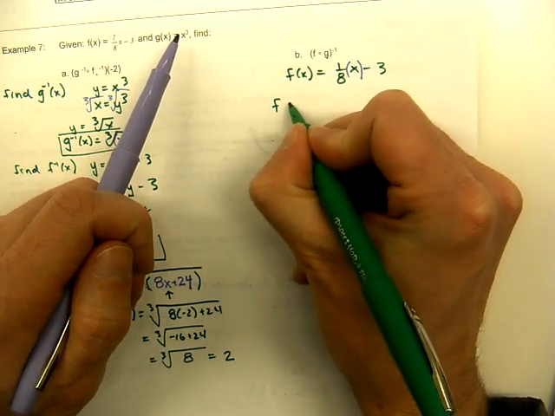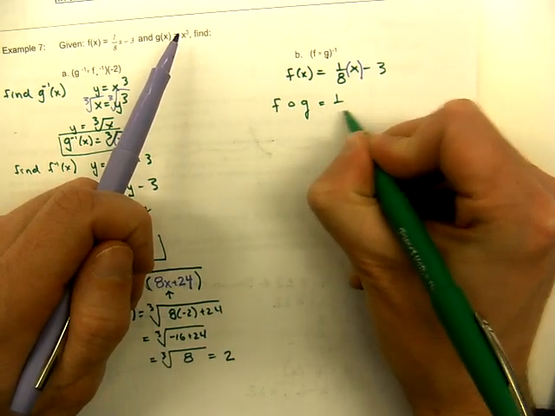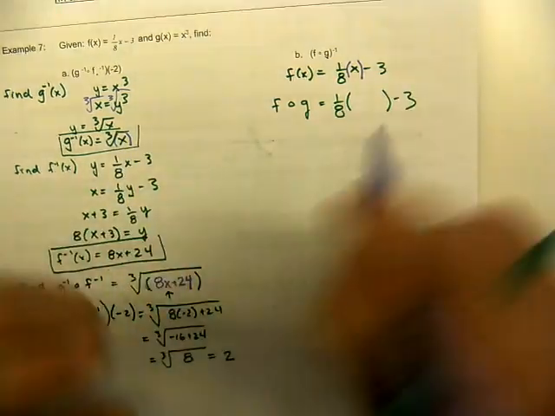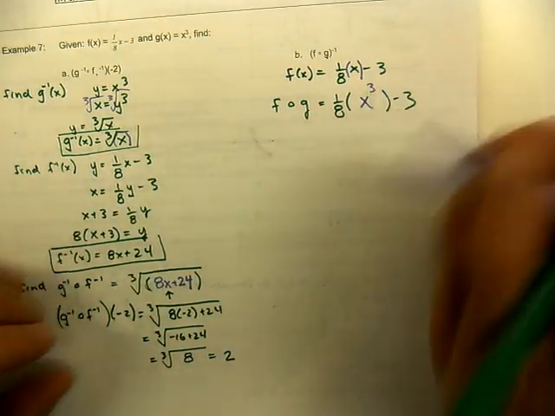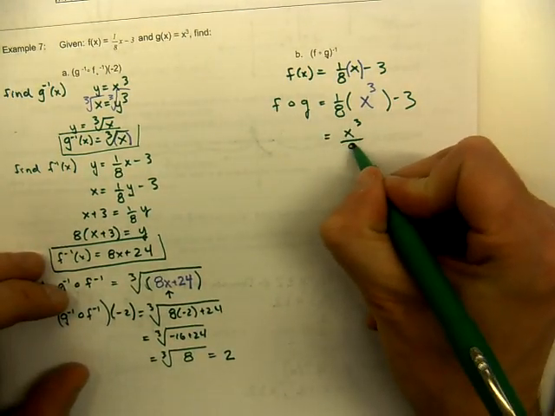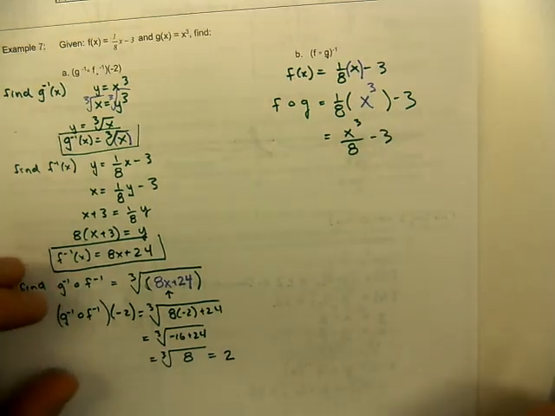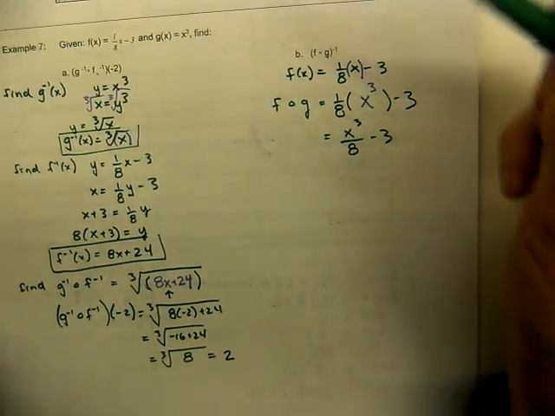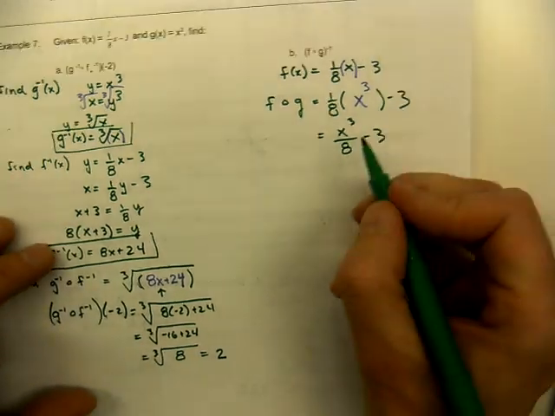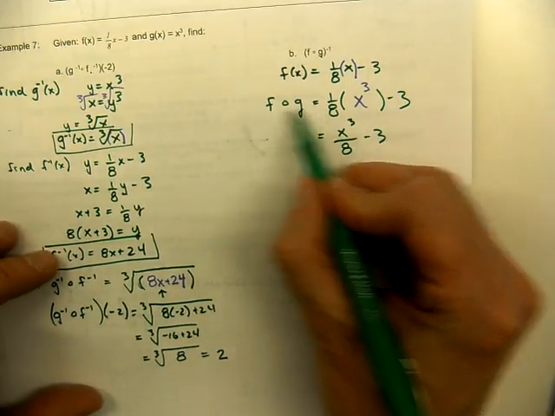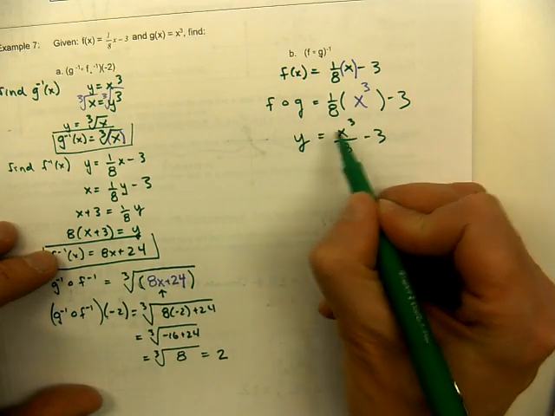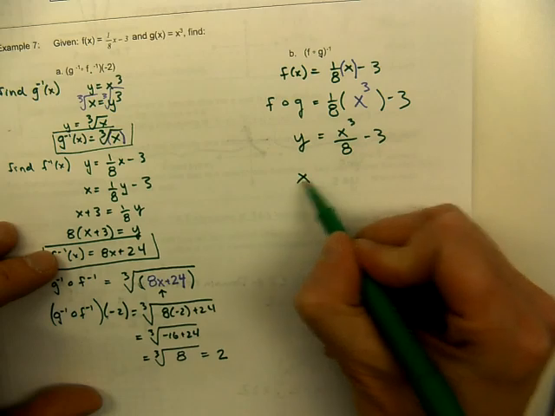So this is my f composed with g. This is where the substitution is occurring, and we're dropping in the x cubed. If you wanted, you could simplify it like this, write it as an x cubed over 8 with a -3. That's fine. Now take that result and find the inverse. So what we want to do is remove all of that function notation, replace it with a y, and exchange x with y.